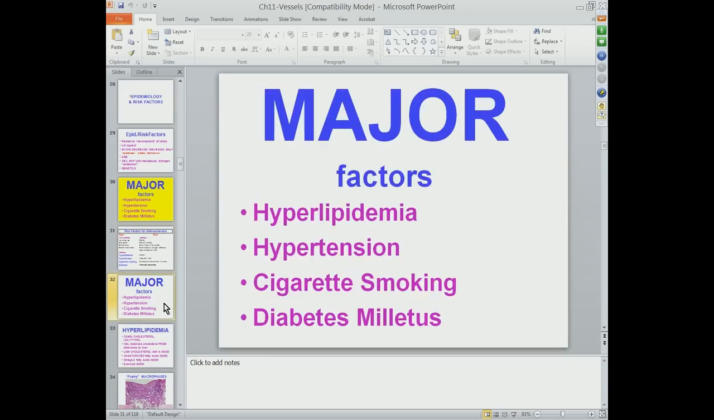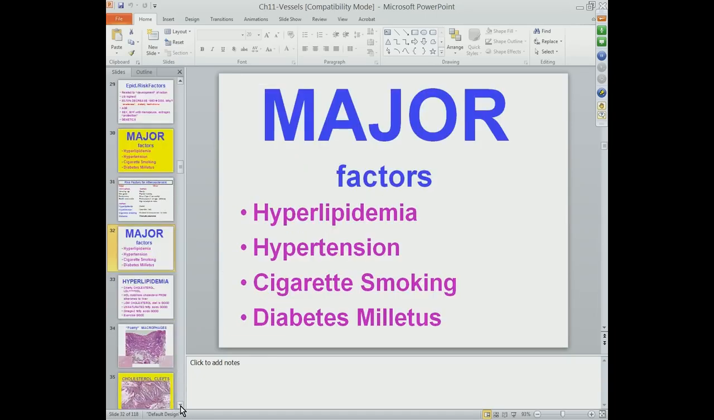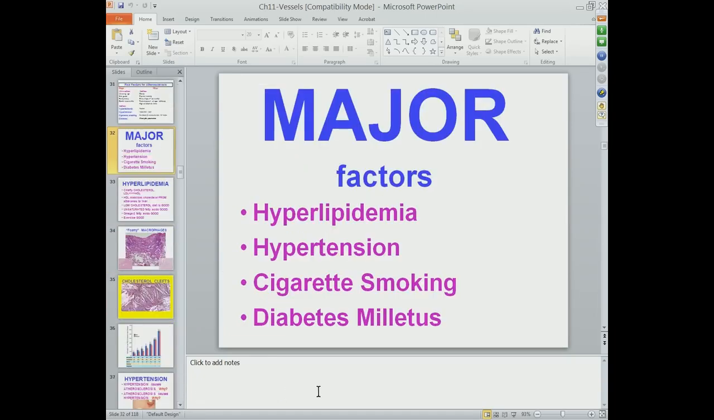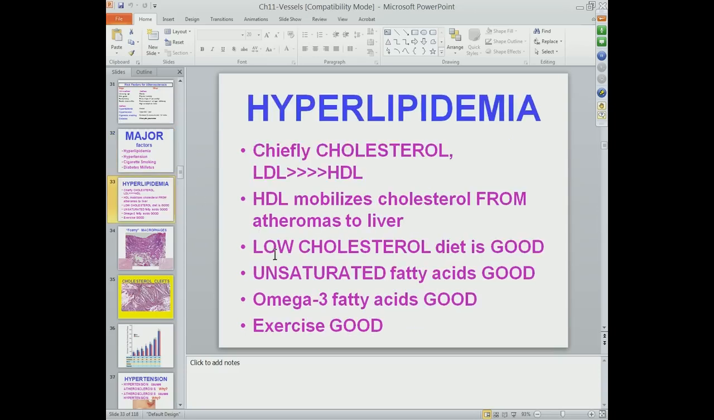Here we go. I'm not repeating this again for no reason. I'm repeating it because I want you to write it down and go to the tattoo parlor tonight and have them put it all on you, because I don't want anybody ever telling you or making you believe that there are other risk factors that are major. Here's the first one: hyperlipidemia, chiefly cholesterol.